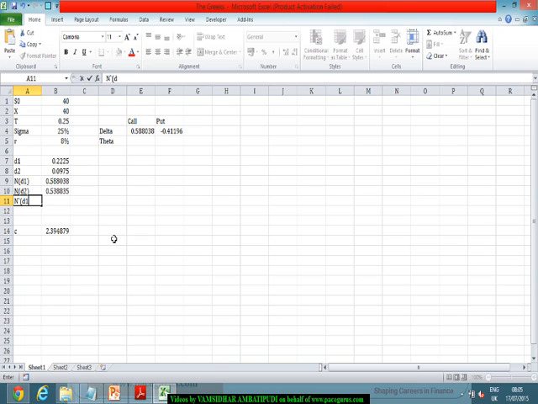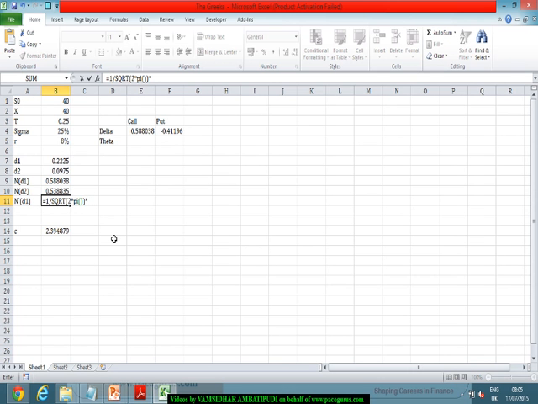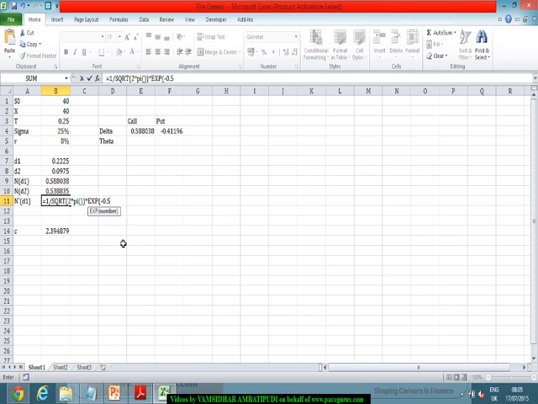N dash D1 is what I am trying to compute, which works out to 1 by square root of 2 pi, e to the power of minus half D1 square. So this becomes N dash D1.